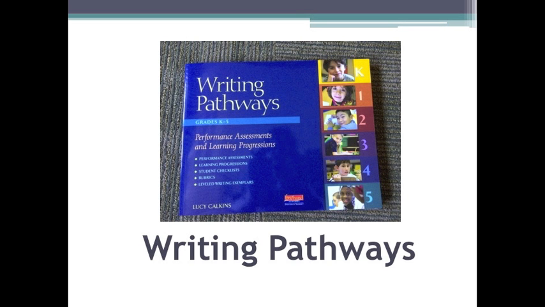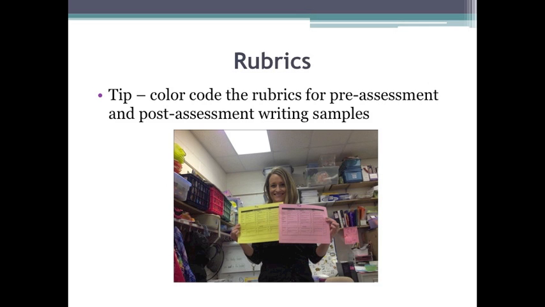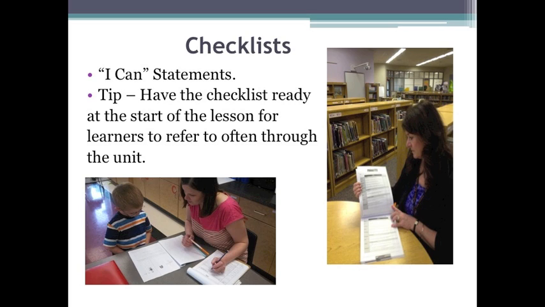Our next resource is called Writing Pathways. Rubrics are available for each type of writing. Here's a little hint. Color code the rubrics for pre-assessment and post-assessment writing samples. The checklist for the different types of writing were used to develop the VASD I CAN statements. Here's another little tip. Have the checklist ready at the start of the lesson for learners to refer to often during the unit.